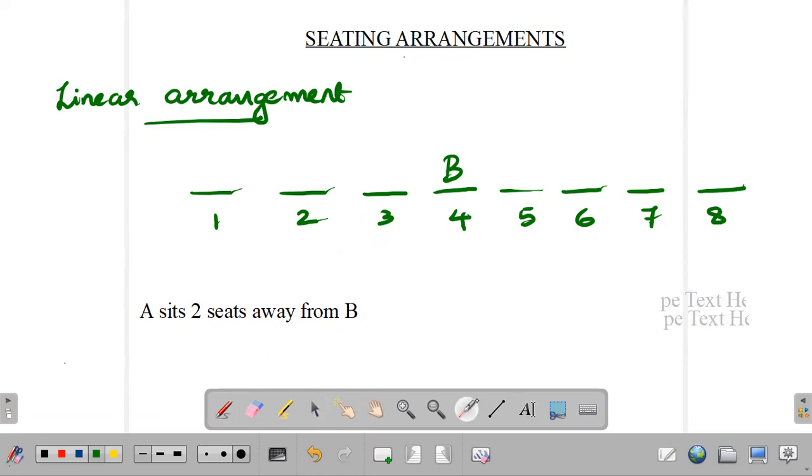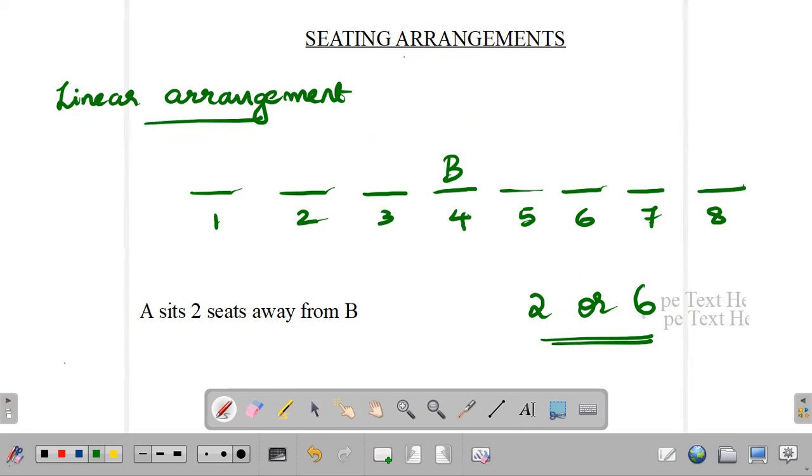No. How will it be 1? Look at this: 0, 1, 2. It may be 2 to the left. 0, 1, 2. It may be 2 to the right. Even if I use the word away, it is 0 seats away, 1 seat away, 2 seats away. So tell me, what are the possibilities? It may be 2 or it may be 6. Is it clear to you?